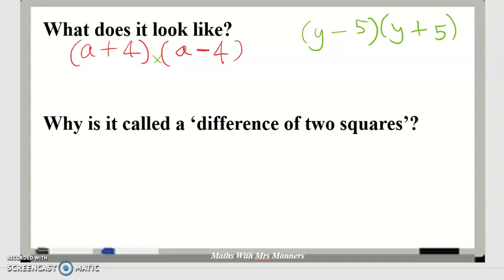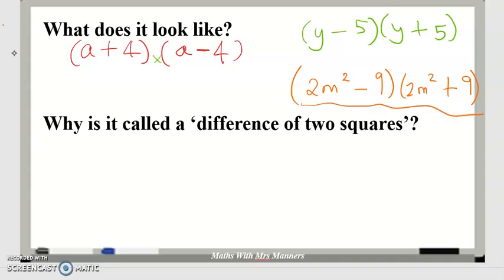So all of these expressions that I'm writing are examples of a difference of two squares. So I could have 2m squared minus 9, 2m squared plus 9. It can get more complicated, I guess, something like this. But what you can see is the terms are the same, but in one bracket they're joined by a minus, and in the other bracket they're joined by a plus.